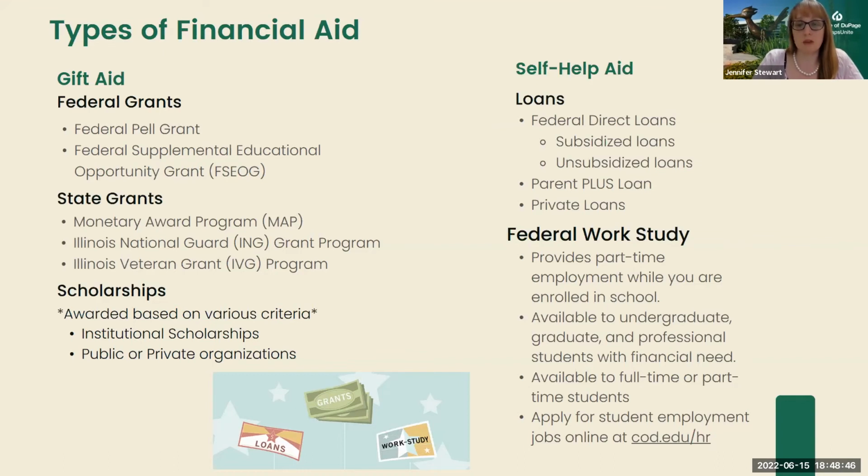So if you are looking at your offer letter and you have loans and you're thinking it's not enough, you might need more to go for the private loan, I would reach out to one of the financial aid representatives in our office and kind of talk through it and see if that's going to be the best route for you. The final one is federal work study.